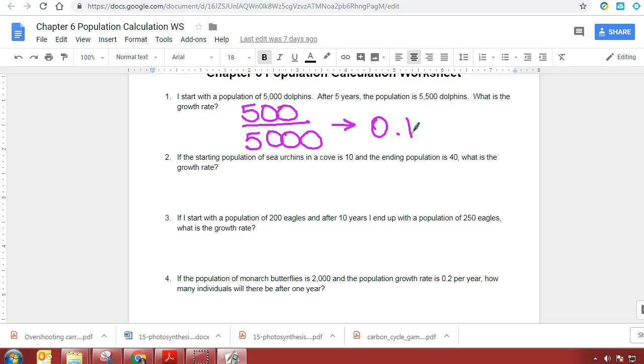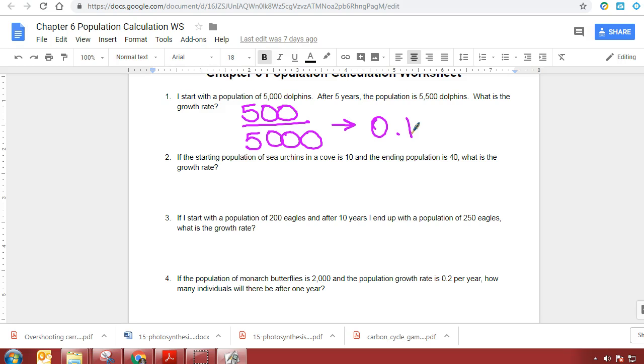Now this is for the entire 5 years. If they were to ask you what's the growth rate per year, what would you need to do? This is for 5 years total. Divide by 5, right? If they asked you per year, okay? If they just ask you what's the growth rate over this period, you could just say 0.1, okay?